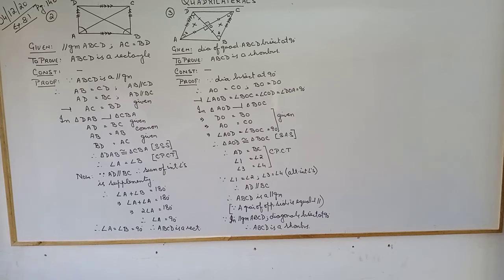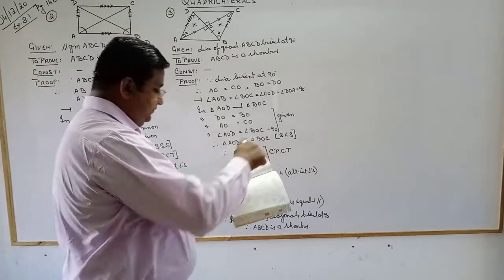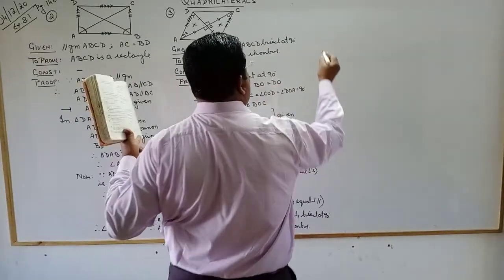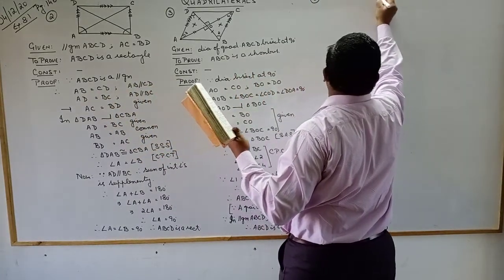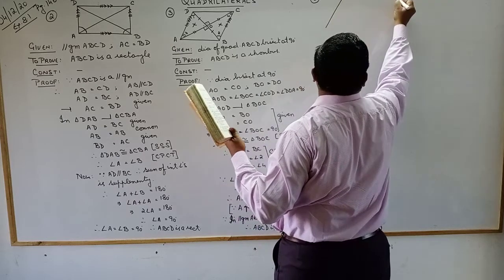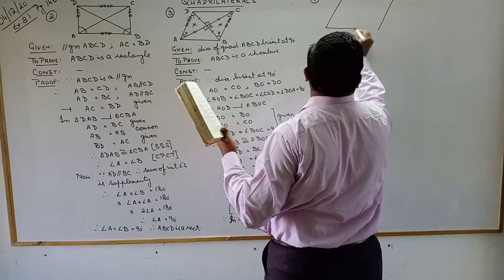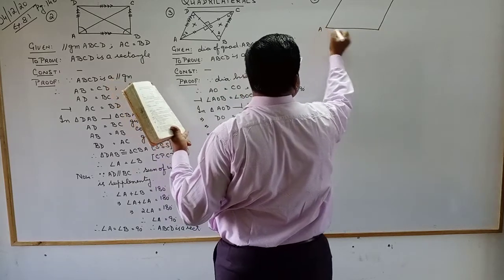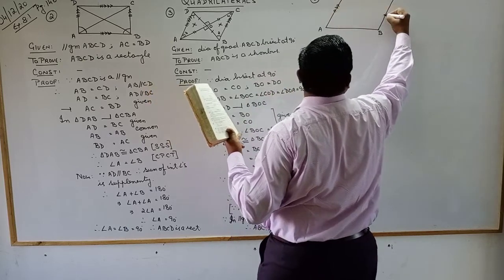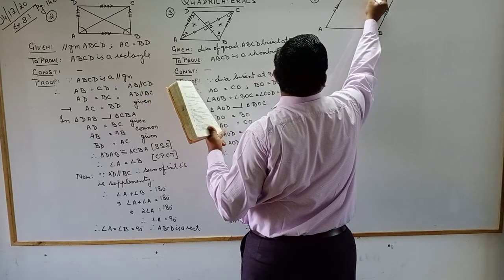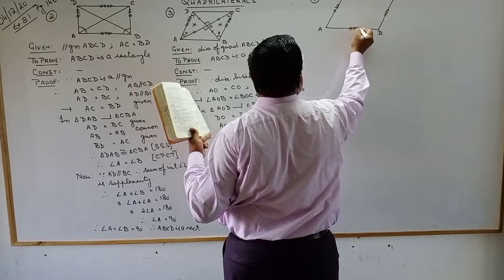Question number 6 says, diagonal AC of a parallelogram ABCD bisects angle A. Figure is given to you. This is a parallelogram A, B, C, D. If it is a parallelogram, AD is equal and parallel to BC. Yes or no? CD is equal and parallel to AB. We know this. Then what does he say?